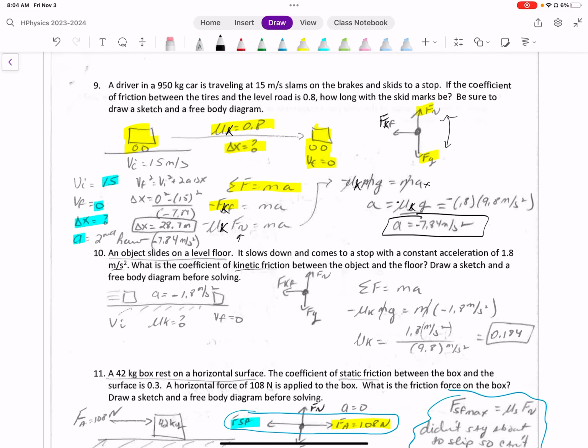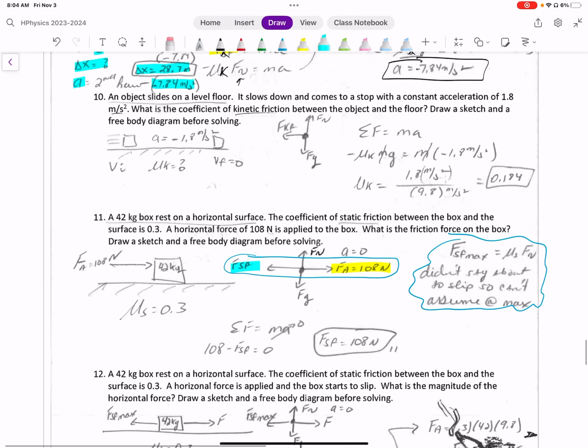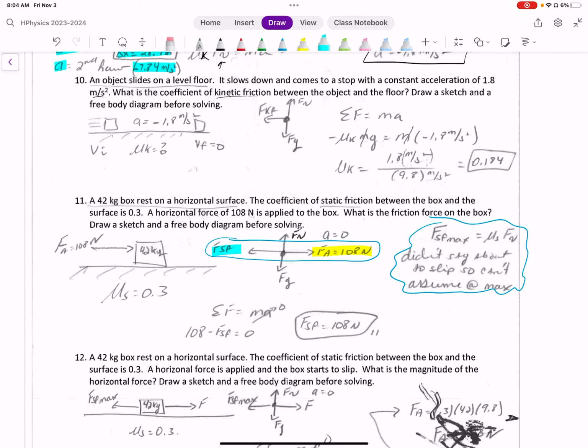That's not what they're asking for, however. They're asking for our skid mark length. Well, now I have 3 things. So now I have the third item that is needed in the UAM equation. I'm looking for delta x, so I have to use the UAM equation that doesn't have time. I rearrange that equation for delta x, plug in the values given to me, and I will find delta x to be equal to 28.7 meters.